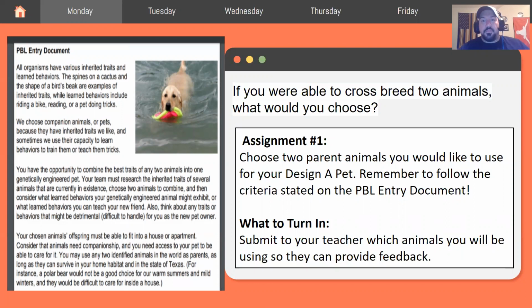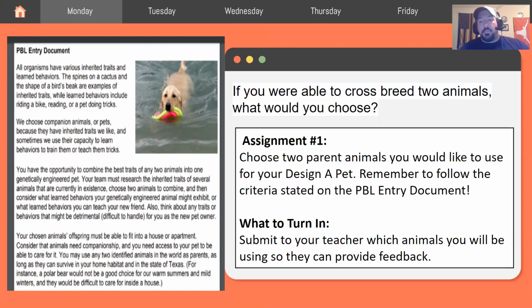Your first assignment for it is, if you're able to crossbreed 2 animals, what would you choose? Okay. So assignment 1 is choose 2 parent animals you would like to use for your design a pet. And remember to follow the criteria stated on this entry document. And again, this is all in STEM scopes. Teachers should be assigning the PBL to you. So if you haven't received it, please notify your teacher so they can get that information to you.